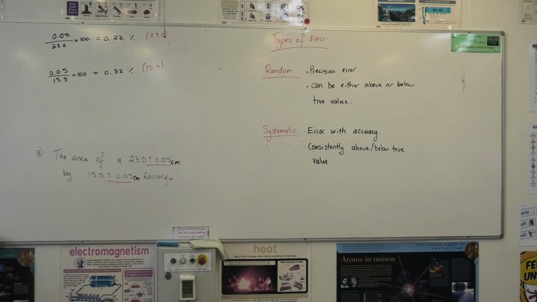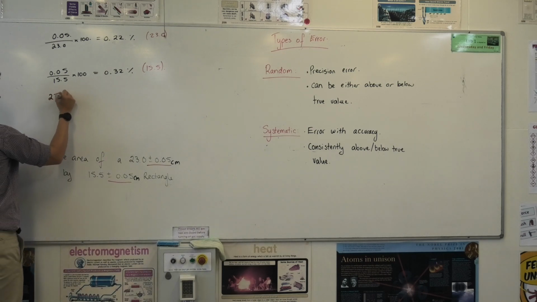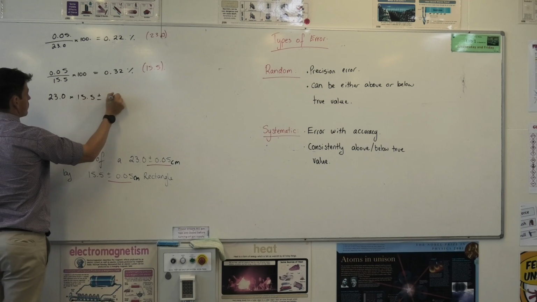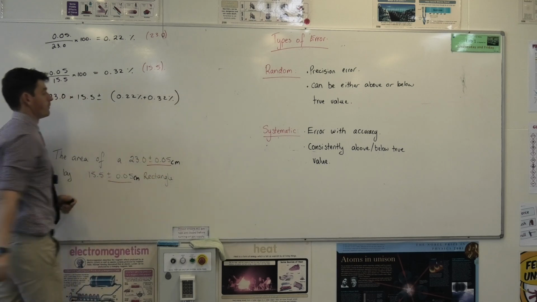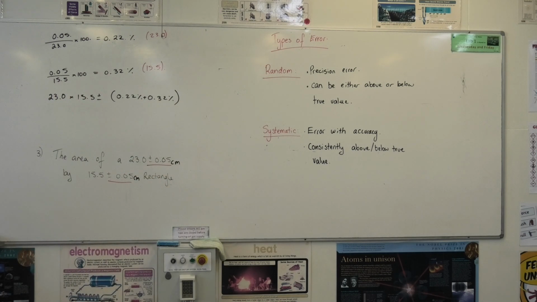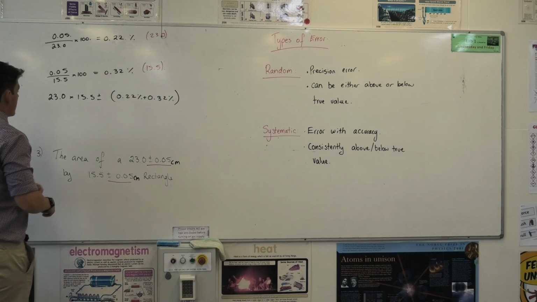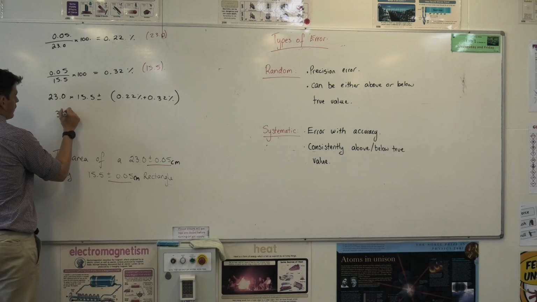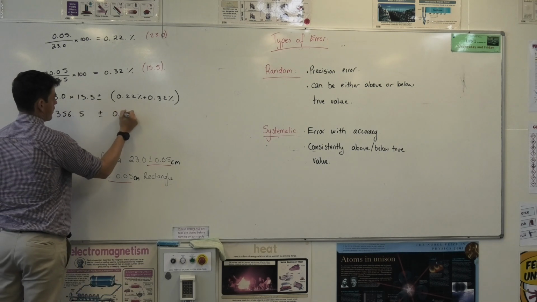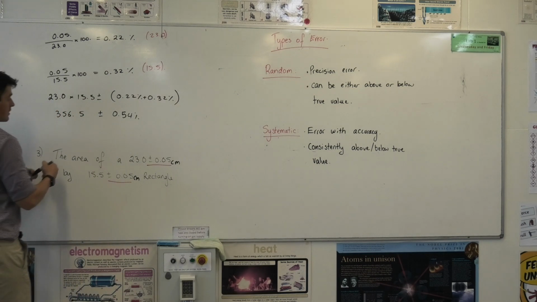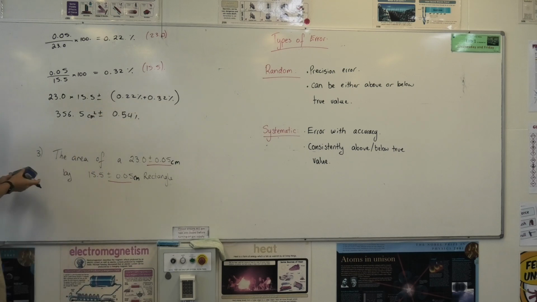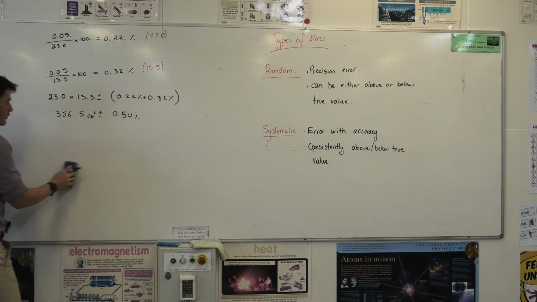So now I rewrite my sum, where I've got 23.0 times 15.5 plus or minus, in brackets, 0.22% plus 0.32%. Happy with that step? I just complete the operation and add my percentage uncertainty, and that leaves me with 356.5 plus or minus 0.54%. Good with that? And my last step is simply converting my percentage uncertainty back, and that should be centimetres, by the way, centimetres squared. My last step is simply converting my percentage uncertainty back into absolute.